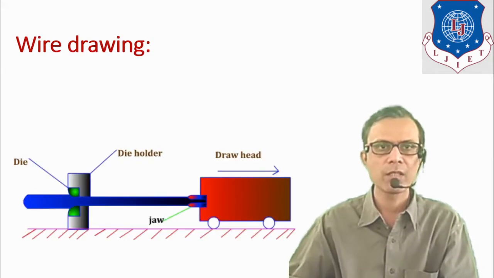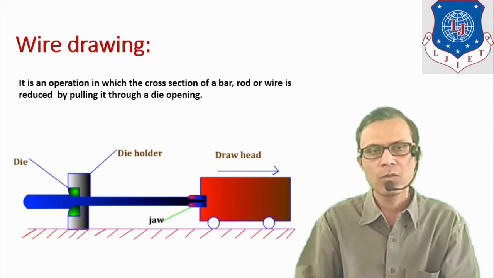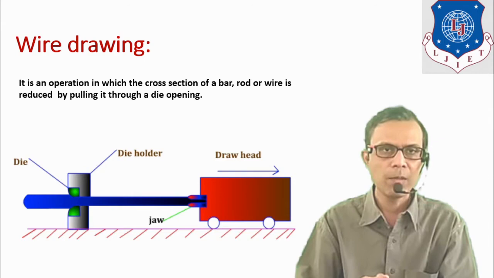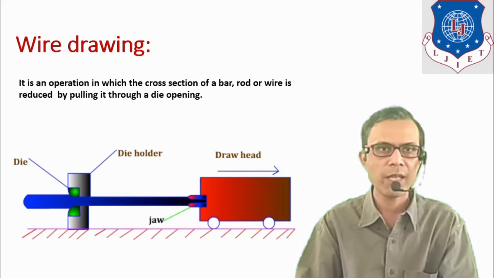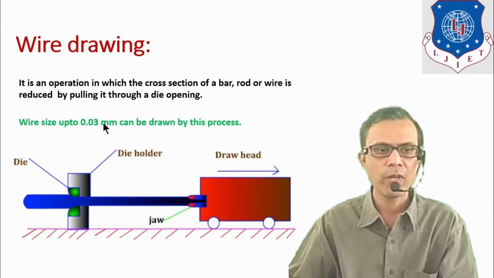Next process is the wire drawing process. It is an operation to reduce the cross section of a bar, rod or wire. It is almost similar to the extrusion process, but the main difference is that in extrusion, push force is applied to the billet, but in wire drawing or tube drawing, pulling force is applied. Wire can be drawn up to 0.03 mm size by this process.